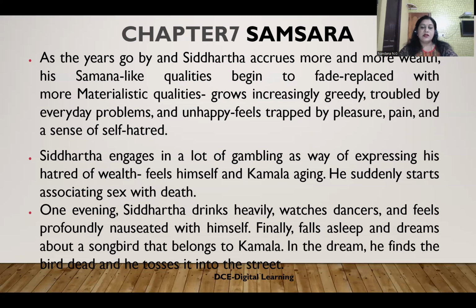One evening, Siddhartha drinks heavily, watches the dances, and he feels profoundly nauseated with himself. Finally, he falls asleep and dreams about a songbird that belongs to Kamala. Kamala had this songbird which she kept in a golden cage in her residence. Now, we have to wonder why this particular songbird appeared in Siddhartha's dream. In the dream, he finds the bird dead and he tosses it into the street.